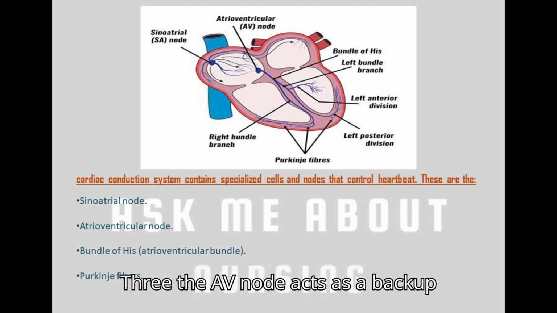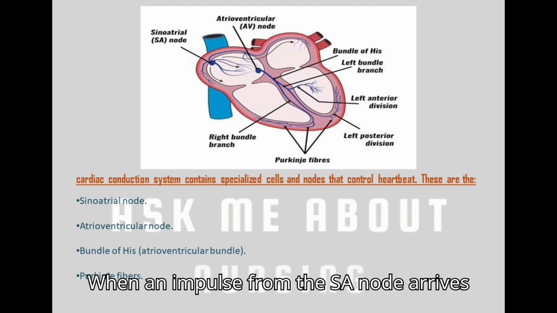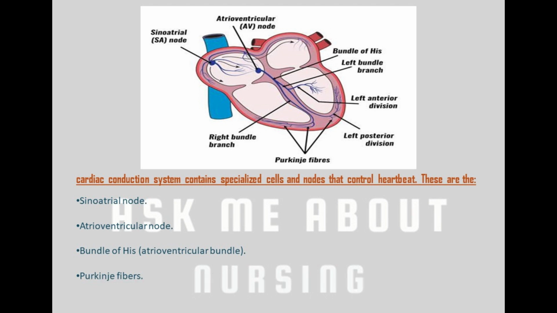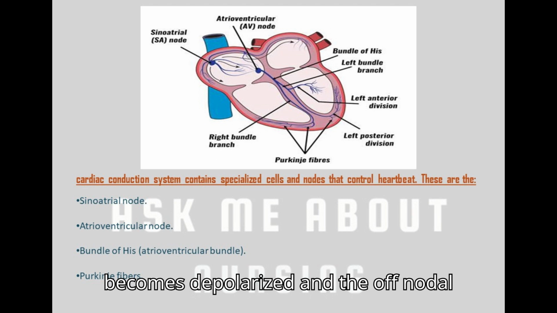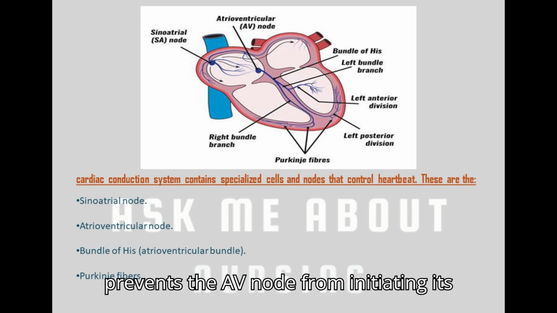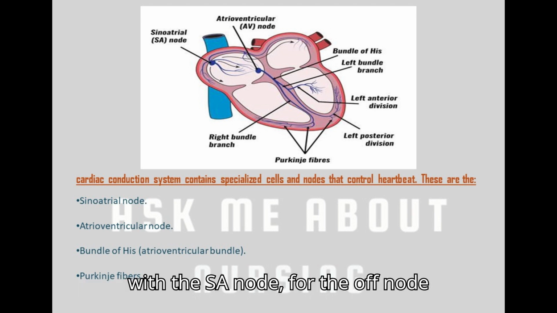3. The AV node acts as a backup pacemaker if the faster SA node fails. When an impulse from the SA node arrives at the AV node, AV nodal tissue becomes depolarized and the AV nodal pacemaker timing is reset. This prevents the AV node from initiating its own pacemaker impulse that would compete with the SA node.